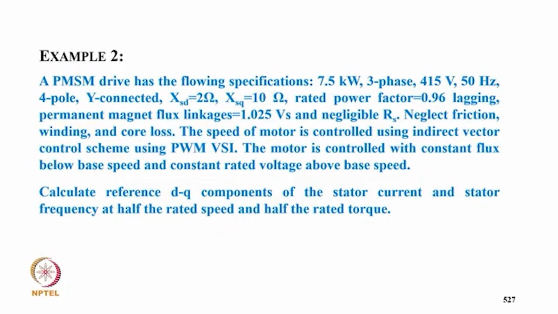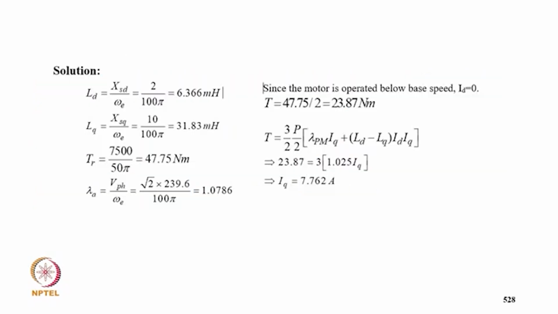Coming to example 2: a PMSM drive has the following specification: 7.5 kilowatt, 3-phase, 415 volt, 50 Hz, 4-pole, star connected, Xd 2 ohm, Xq 10 ohm, and rated power factor 0.9, permanent flux linkage 1.02 volt second, and negligible resistance, neglect friction, voltage drop and core loss. The speed of the motor is controlled using a direct vector control scheme using PWM VSI. The motor is controlled with constant flux below base speed and constant rated voltage above it. So calculate the DQ components of the hysteresis current and hysteresis frequency at half the rated torque and half the rated speed.